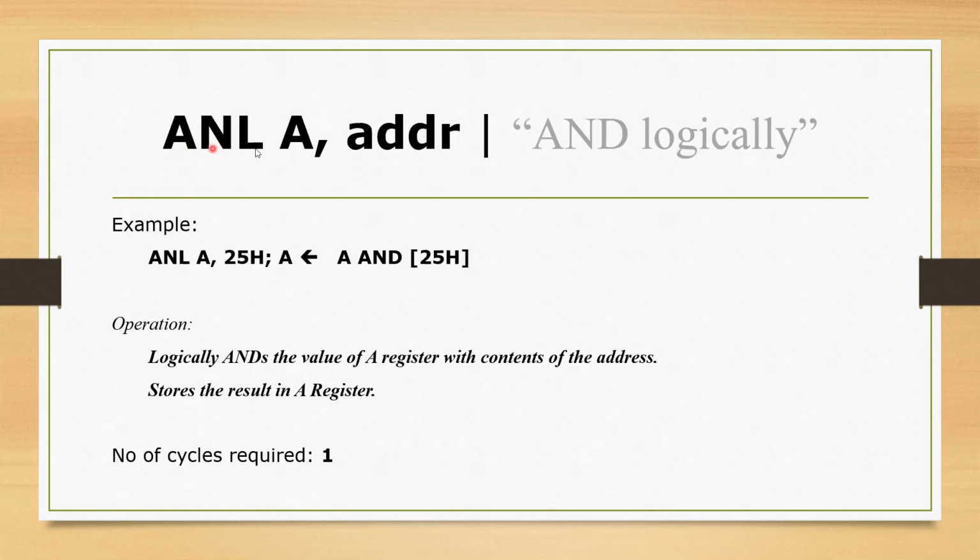Next is ANL A, address, that is direct addressing mode, then the ANL A, 25 hex. Here the 25 hex is the memory location. If you put a hash before the 25, that means it's immediate data. Without hash, it means the memory location. So it is ANDing the content of A register with the content of the memory location 25 hex, and the result is stored in the A register. Number of cycles required is 1. It logically ANDs the value of A register with the content of the address.